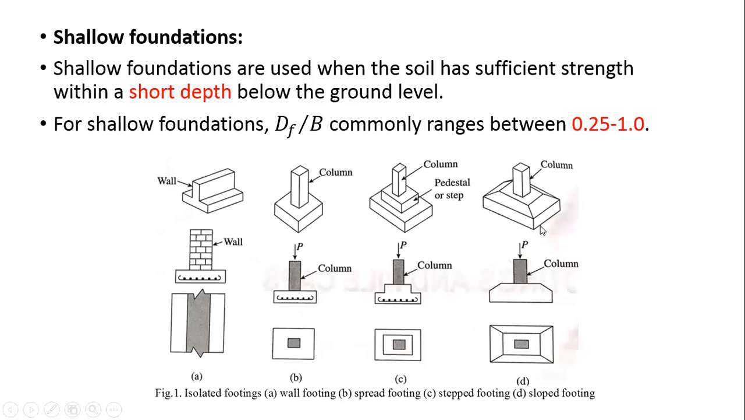Now these are the various types of shallow foundations. Like suppose that we have this wall here. For this wall, we have this footing here like this. So this is an isolated footing that is called your wall footing. Second one, we have a column here and we have a foundation for this column. Okay. So in the plan, you will see that this is my column and this is my foundation. This is called your spread footing. Okay. Third, it is called stepped footing because we have a step here. One step here, second step is here. Okay.